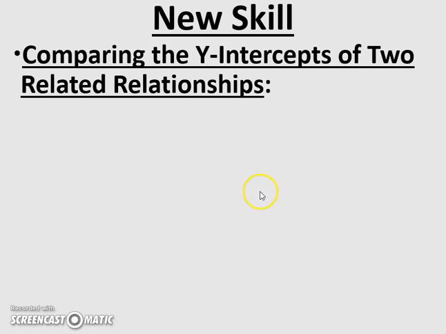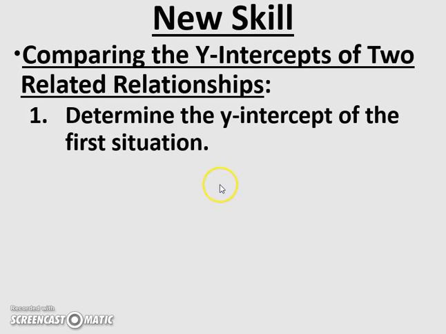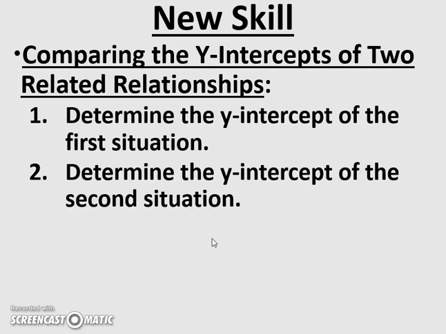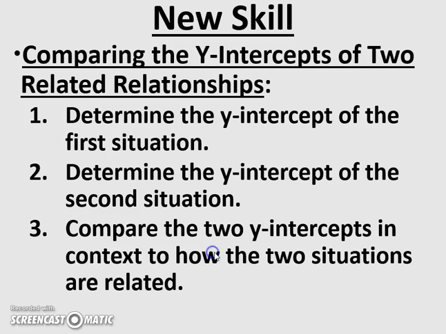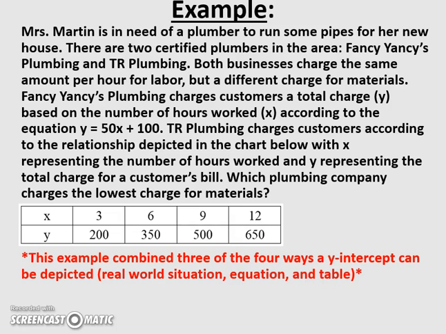So our new skill is comparing the y-intercepts of two related relationships. To do so, first, determine the y-intercept of the first situation. Second, determine the y-intercept of the second situation. And then third, compare the two y-intercepts in context to how the two situations are related. So let's look at an example.